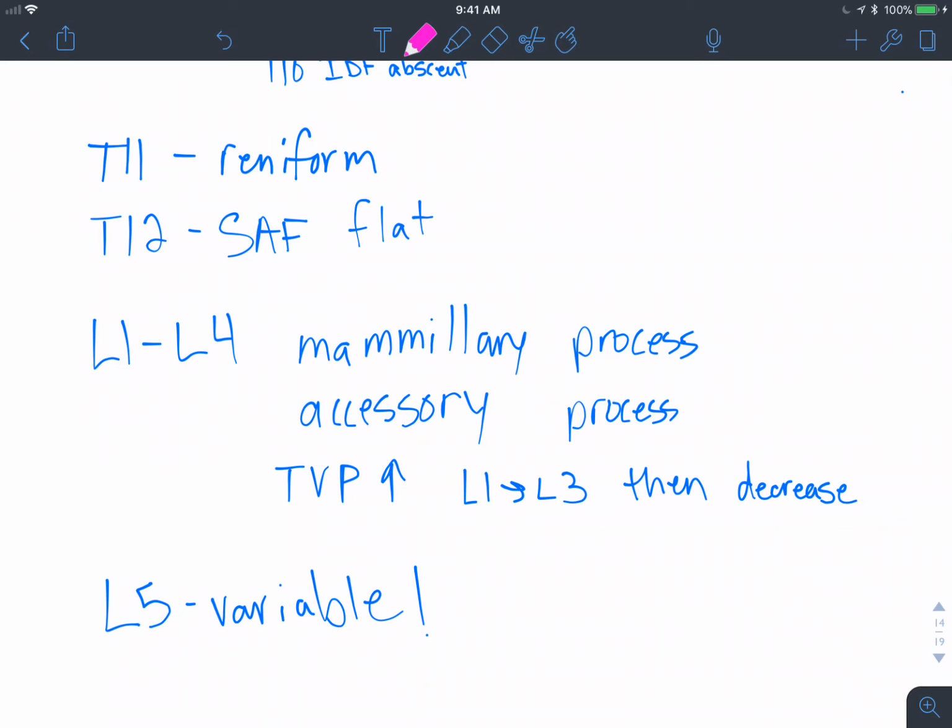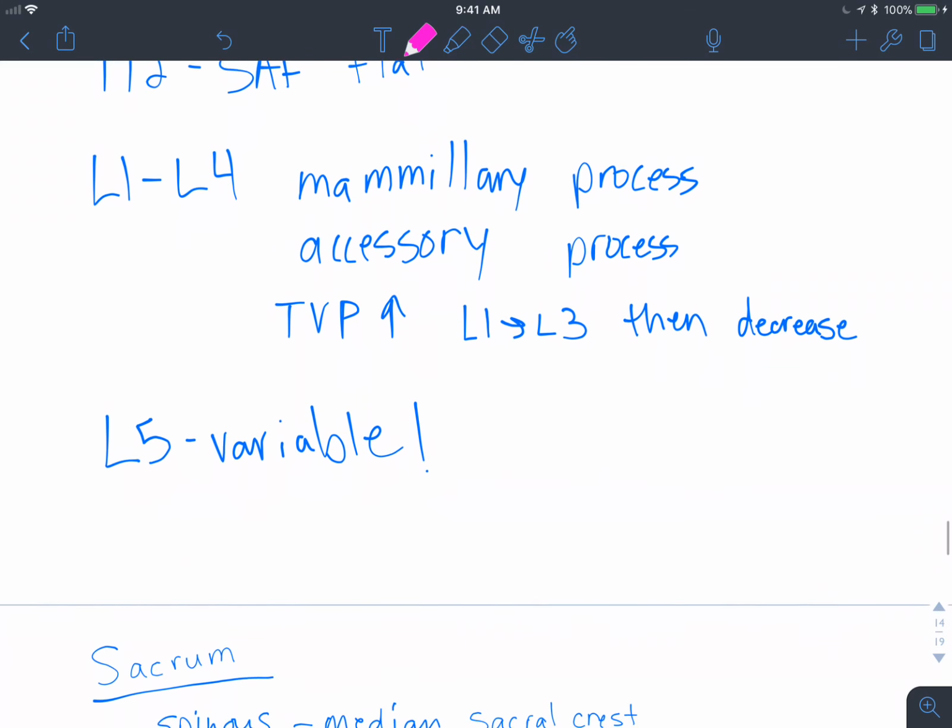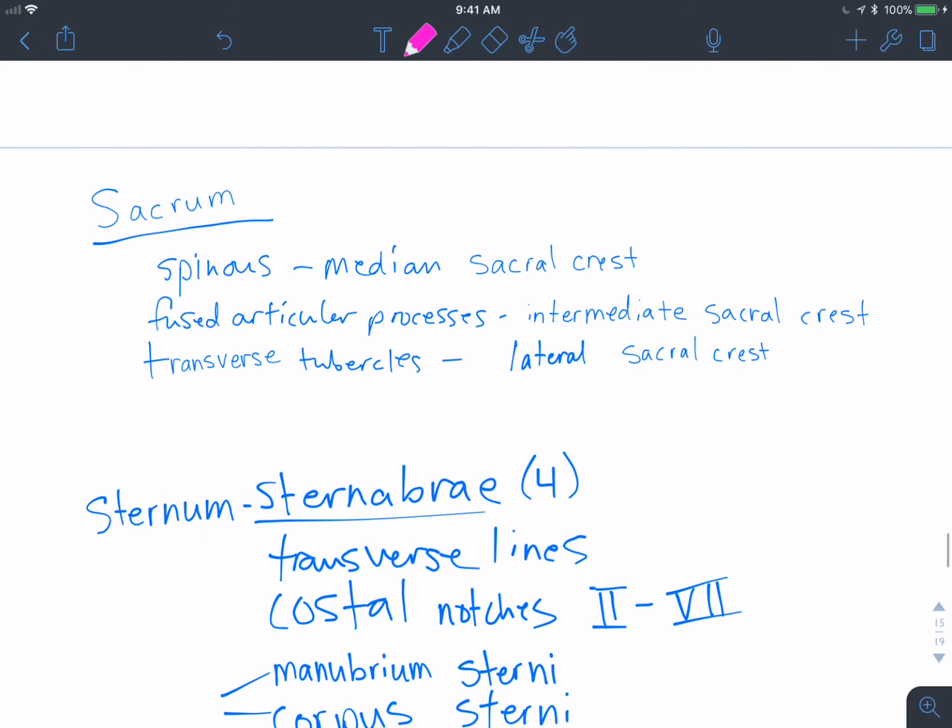So we can hit the lumbars here. We have typical lumbars, L1 through 4. Okay, we have mammillary processes that are unique to the lumbar spine. We also have these accessory processes. You can read more on page 46, but it's pretty straightforward. Also, the transverse process is going to increase from L1 to L3, and then go down from there, right? And then L5 is just crazy, right? I mean, it can be wedge shaped, it can be straight, it can be this or that and the other. It's basically whatever it wants to be. So that's why I just have variable. It's the most variable vertebra.